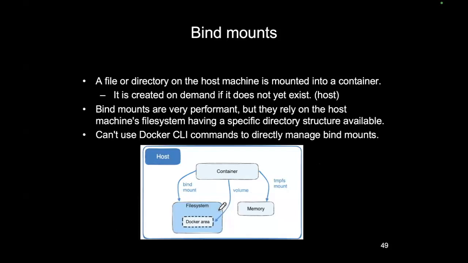From a visual point of view, this is what we're trying to visualize. Here we've got our container. Here we've got the file system of the host machine. And a bind mount is linking a path within the container to some part of the file system on the host. We've made that point a couple of times. This is just a visual representation of it.